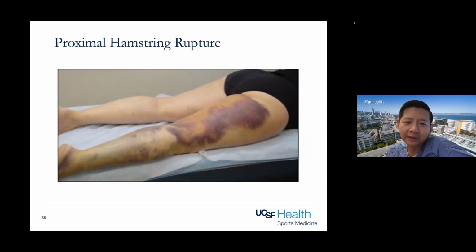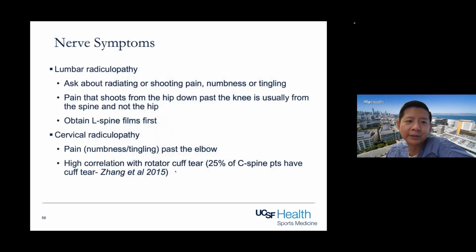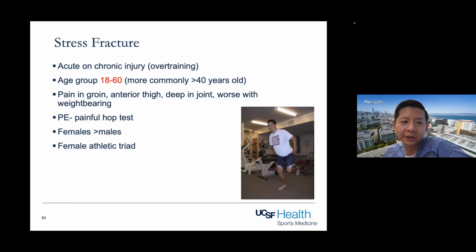And then here's the proximal hamstring rupture where you see all this bruising. That gets an MRI ASAP. And this is what we see on that. So you see the hamstring insertion here totally off from the tuberosity and all this fluid in between. Nerve symptoms like radiculopathies, lumbar or cervical, have high correlation with other injuries as well. But definitely anytime there's numbness and tingling and especially weakness, that's really worrisome for nerve compression.